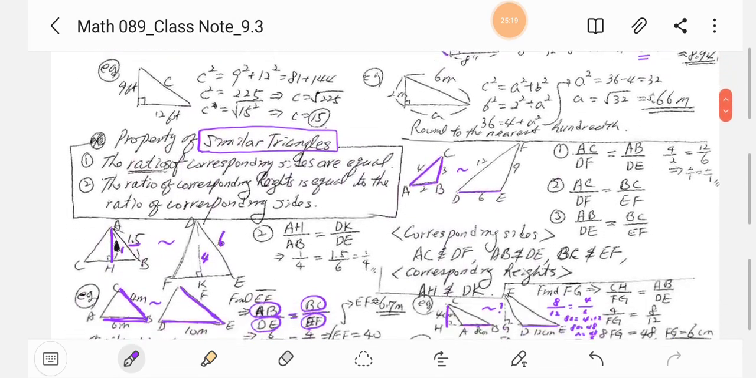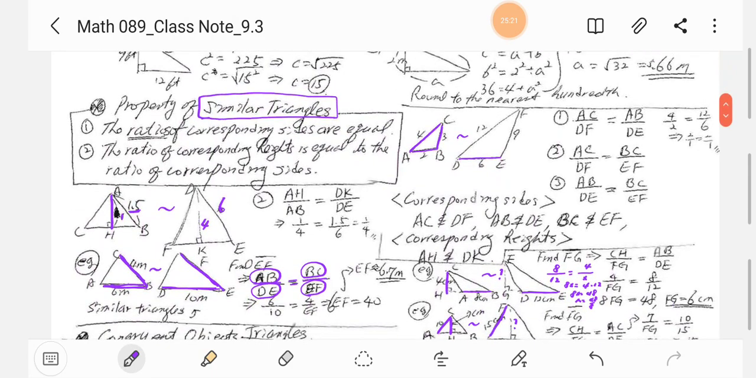Okay, and the similar triangles. Two triangles are similar if the corresponding angles are the same. So one is small, one is larger. Okay, enlarge the triangle or shrink the triangle. Then they are similar triangles. So for the similar triangles, the ratio of the corresponding sides are equal. The ratio of corresponding sides are equal.